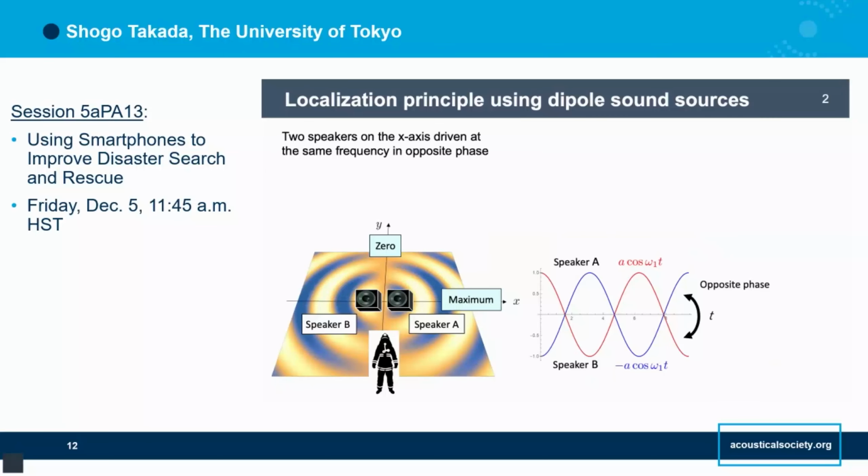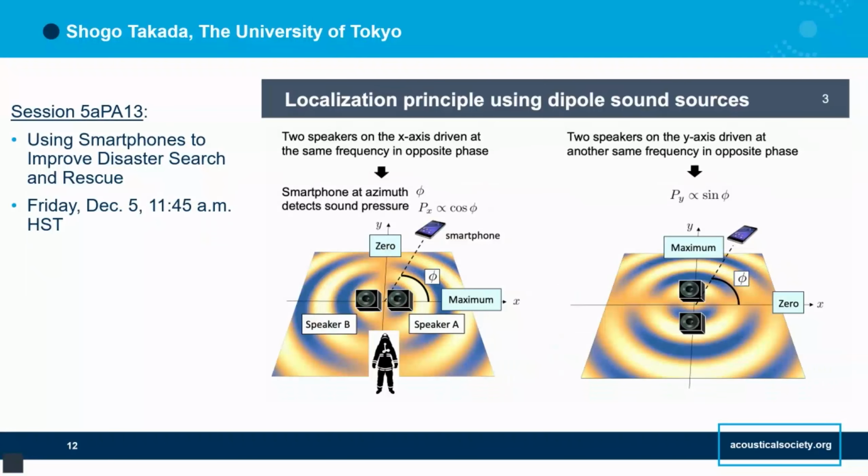Here is a fundamental localization principle using dipole sound sources. When two speakers on the x-axis around the origin are driven by sinusoidal waves at the same frequency in opposite phase, the sound pressure becomes maximum on the x-axis, but is cancelled out and becomes zero on the y-axis. In fact, the sound pressure measured by a smartphone at an angle of phi is proportional to cosine phi.